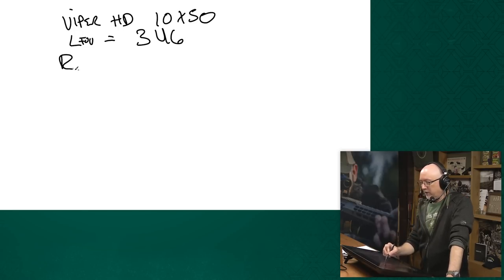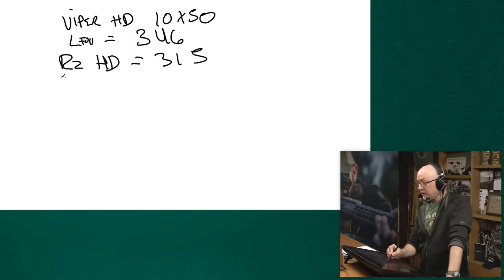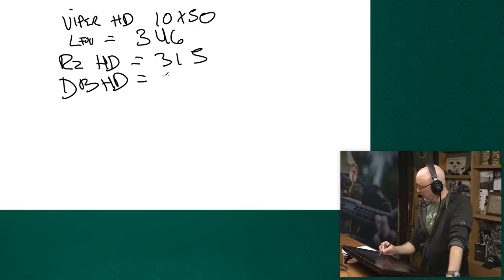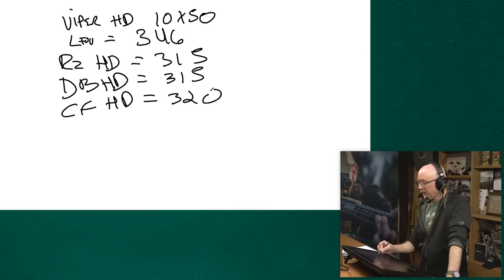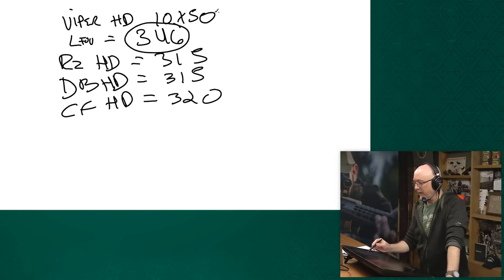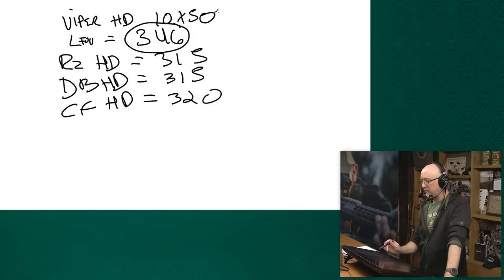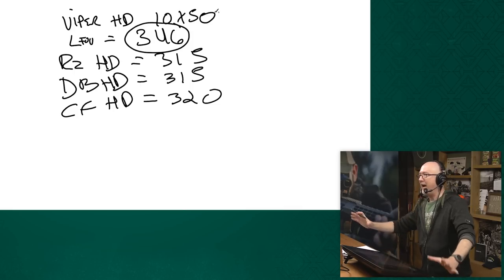Comparison, the Razor HD is 315. The Diamondback HD is 315. These are all 10x50s, by the way. The Crossfire HD is 320. Now, look at the exceptional difference with the Viper 10x50.